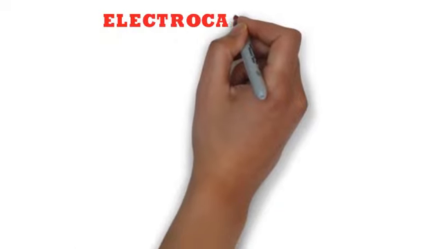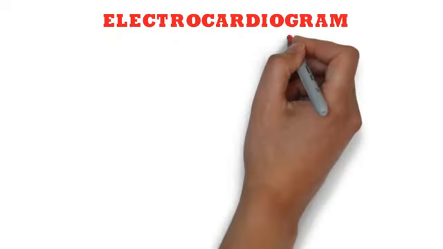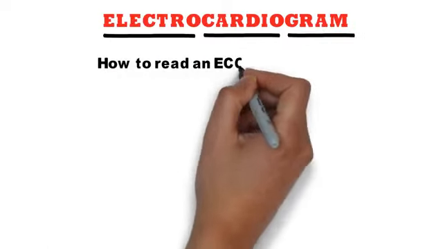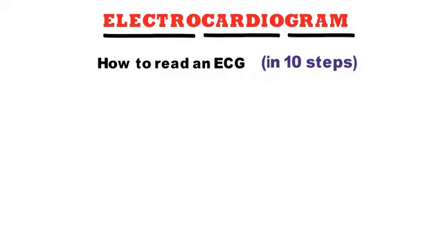Let's start. ECG, or electrocardiogram, is the graphical representation of electrical activity going on in the heart. Now, how to read an ECG in just 10 steps.